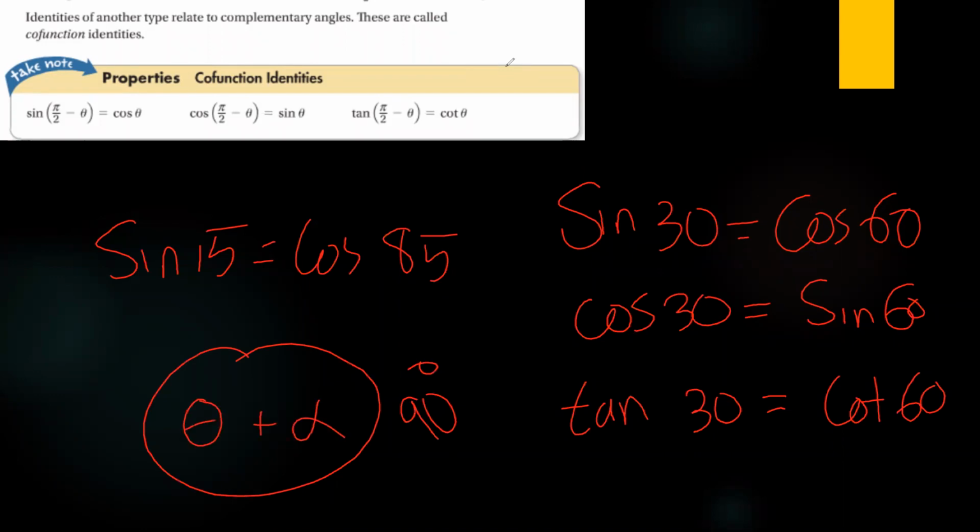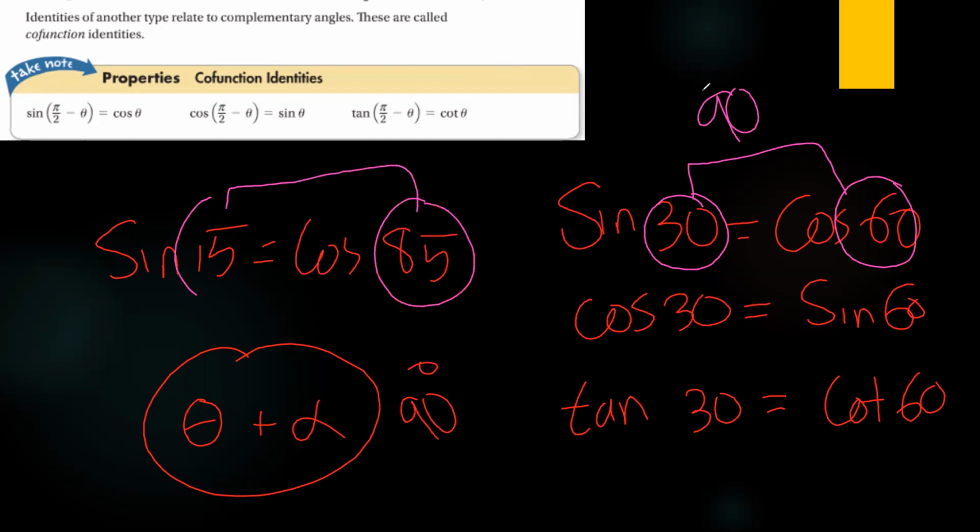Okay, if two angles' summation is 90, then the cosine of the first angle equals the sine of the second angle, or the sine of the first angle equals the cosine of the second angle, or the cotan and tan. That's why 30 and 60, if you add them, are complementary. 85 and 15, if you add them, you get 90.